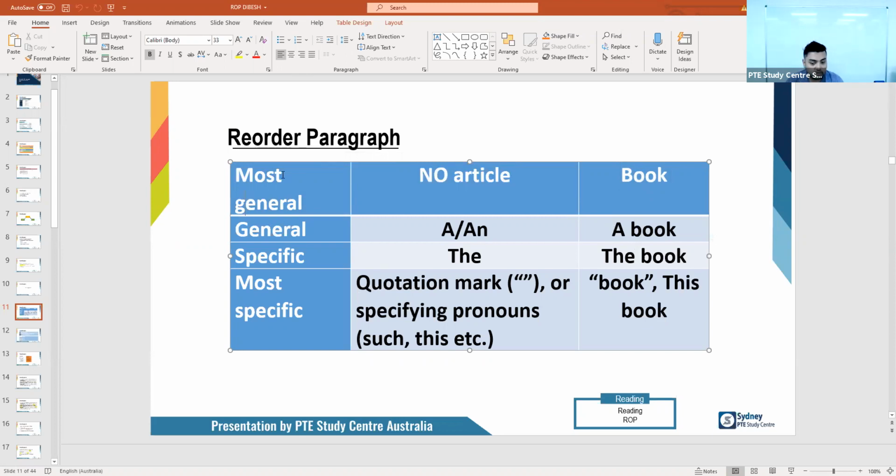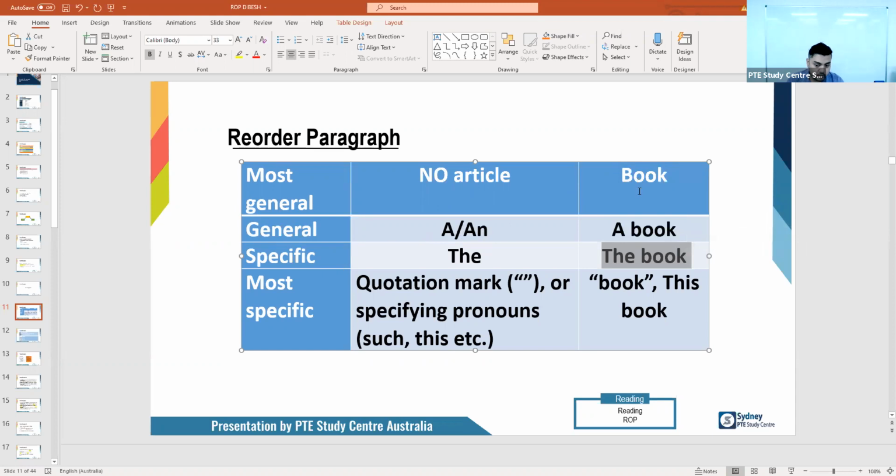And after most general, my second sentence will be general with the article a or an. For example, a book. So I will select book first, and then my second sentence will be a book. That's called the general. And in the priority order, my third sentence will be specific with the book. First I'll select book, then I'll go for a book and the book.